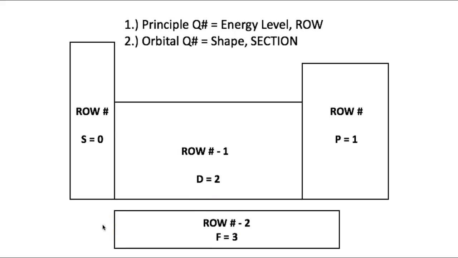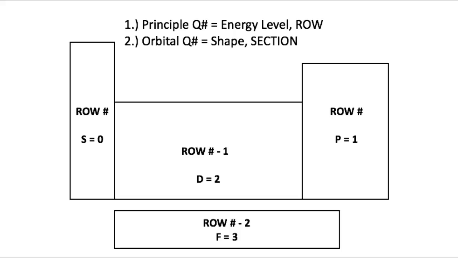The second quantum number was called the orbital quantum number, and that described the shape of the orbital, and it was identified by the section on the periodic table. So these first two columns are where the s orbital is, and we designated that with the number 0. Over here, these last 6 columns, this is the p orbital and is represented by the number 1. In the middle, between those two, is where we find the d orbital, which is given the number designation of 2. And these bottom two rows, the actinides and the lanthanides, this is where we find the f orbital, and it was designated with the quantum number 3. So that was how we figured out our first two quantum numbers.